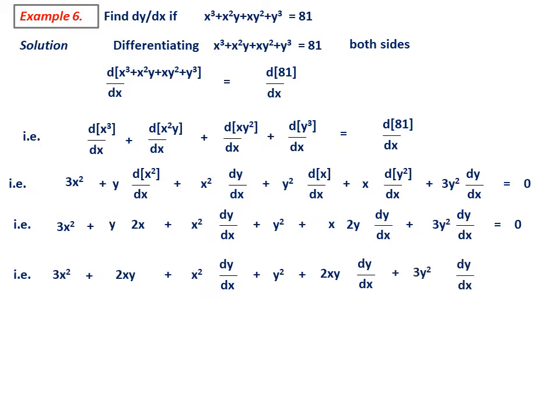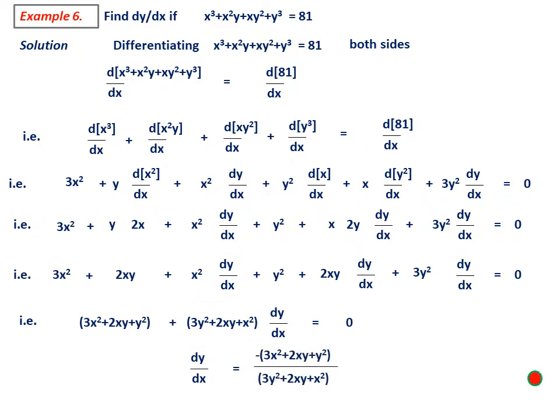Now you separate them, that is 3x square plus 2xy plus y square, they are independent of dy by dx, so write them together. Then whatever term contains dy by dx, those terms you can separate like this, that is 3y square plus 2xy plus x square, into dy by dx, this equal to 0. Last step is writing only dy by dx, that is, this will be equal to minus of 3x square plus 2xy plus y square, divided by 3y square plus 2xy plus x square. So this is the final answer.